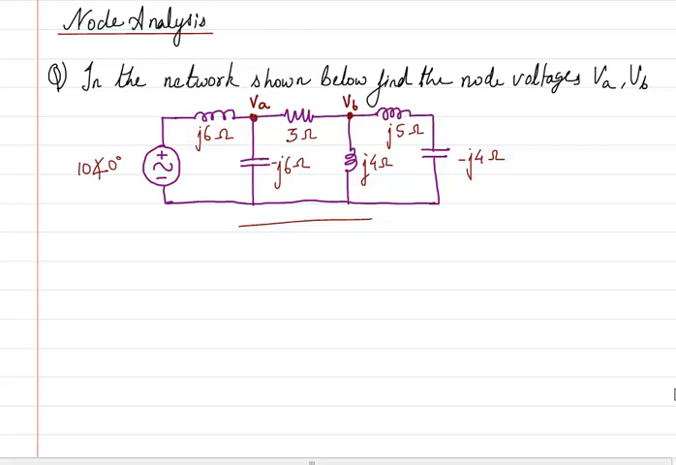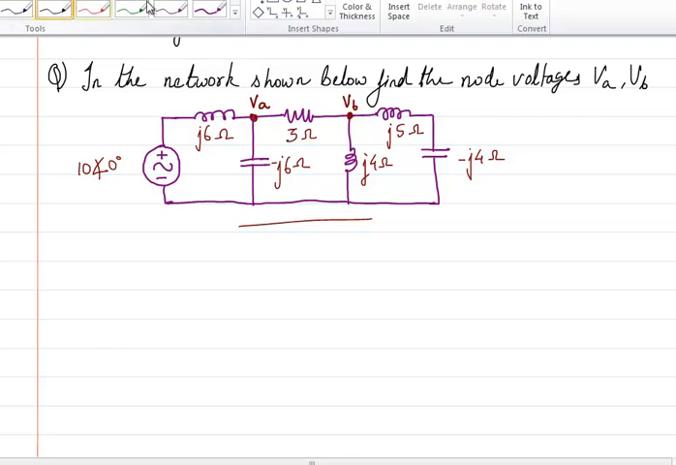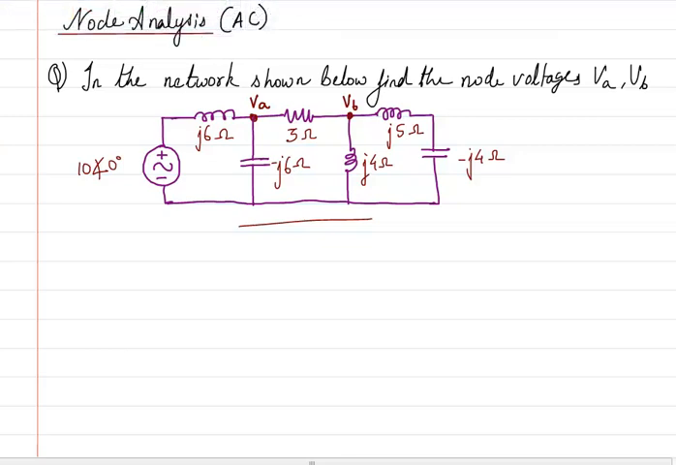Hello students. Next let us look at the node analysis, that is AC node analysis. So now look at the question. We have been shown a network and we have been asked to find the node voltages. The first thing that we always have to do is find the number of nodes. Some people even name this bend as a node. Yes, you can name them as a node, no problem.